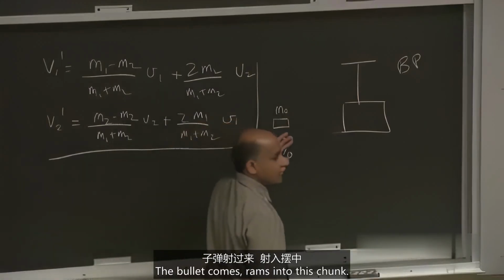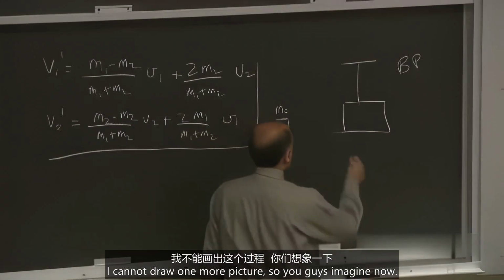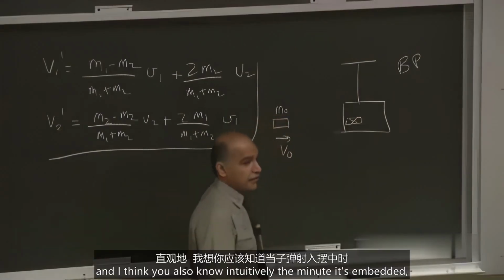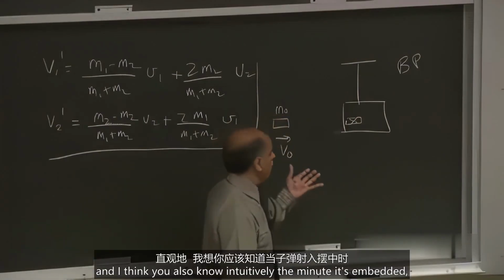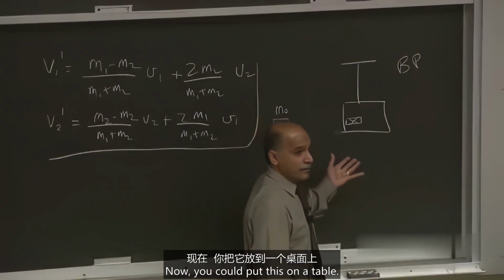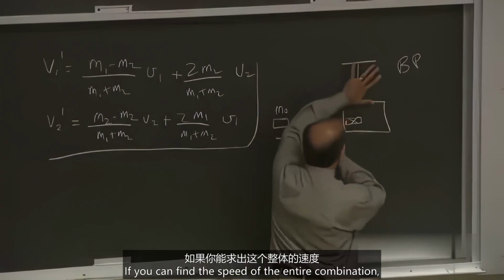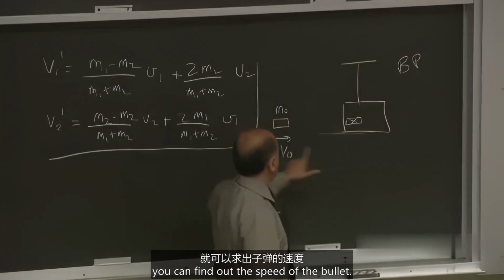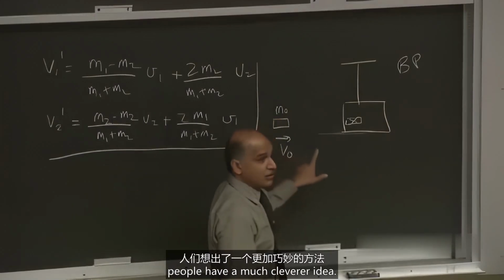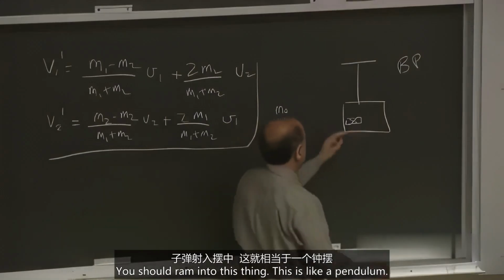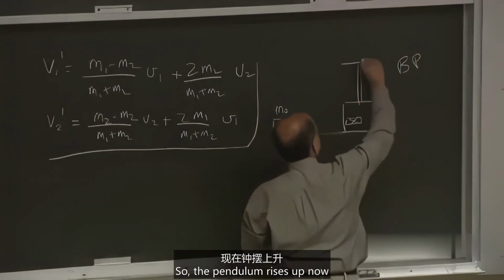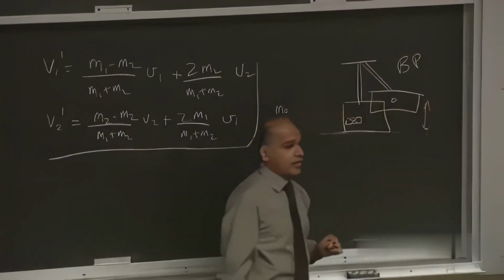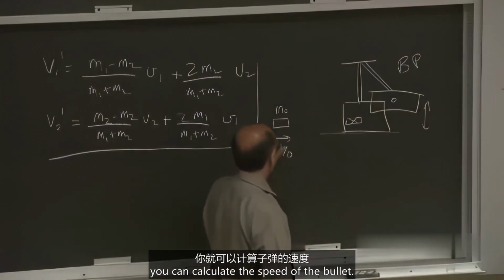The bullet comes, rams into this chunk. I cannot draw one more picture, so you imagine now the bullet is embedded in this. I think you also know intuitively the minute it's embedded, the whole thing sets in motion. Now you could put this on a table, forget all the rope. If you can find the speed of the entire combination, then by using conservation of momentum, you can find out the speed of the bullet. But that's hard to measure. People have a much cleverer idea. You ram into this thing. This is like a pendulum, so the pendulum rises up now to a certain maximum height. That you can easily measure. And from that maximum height, you can calculate the speed of the bullet.